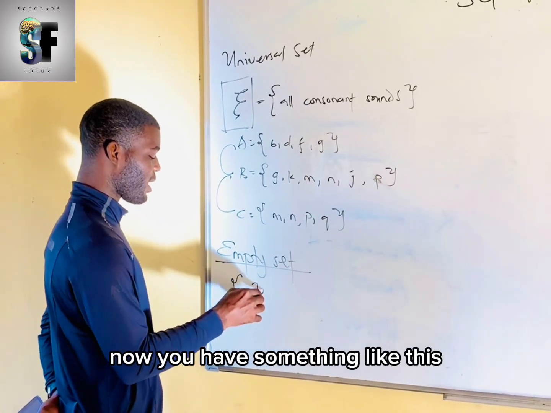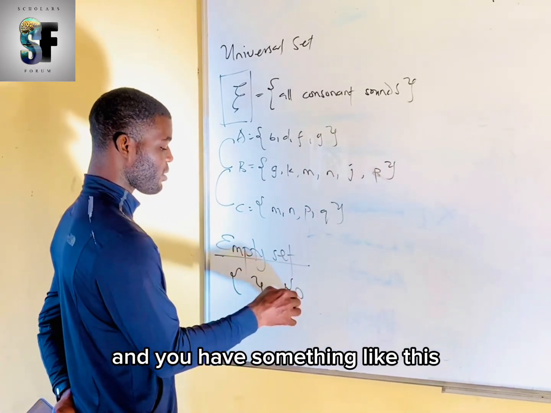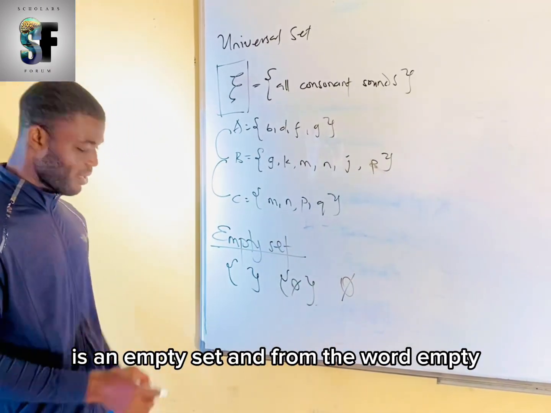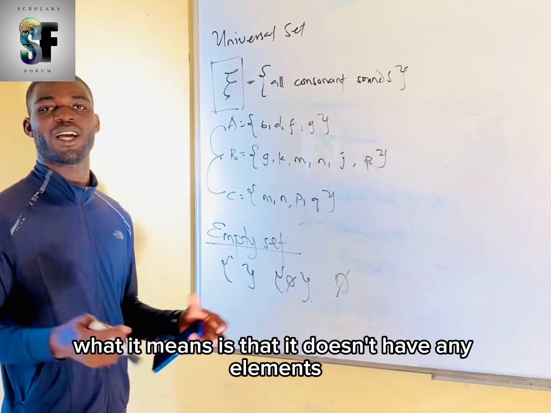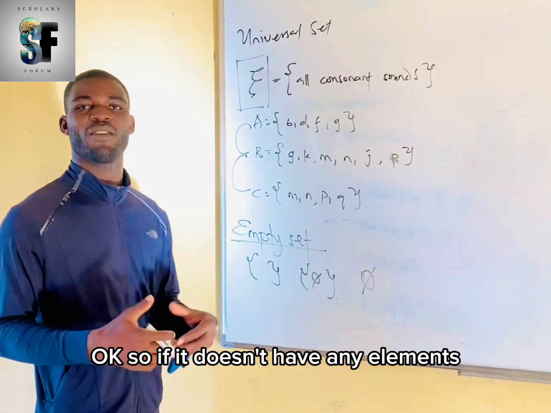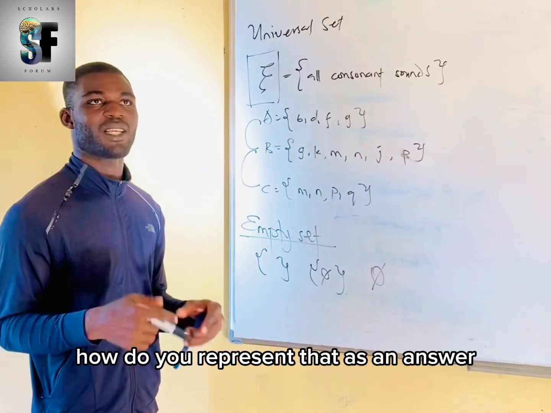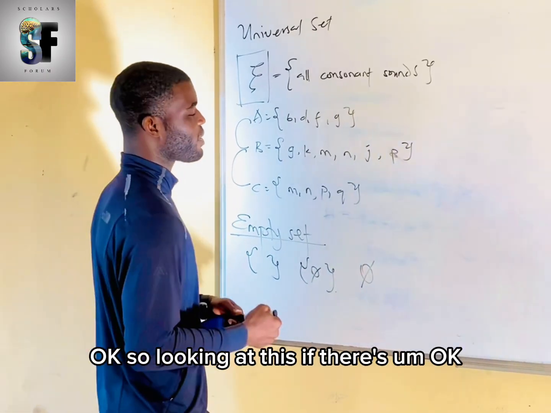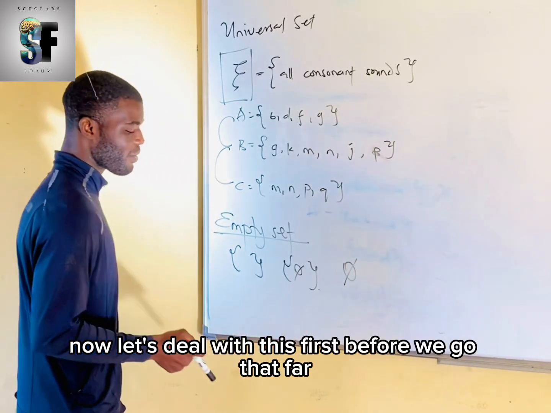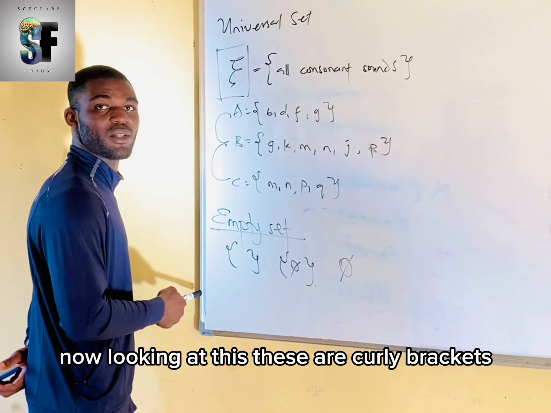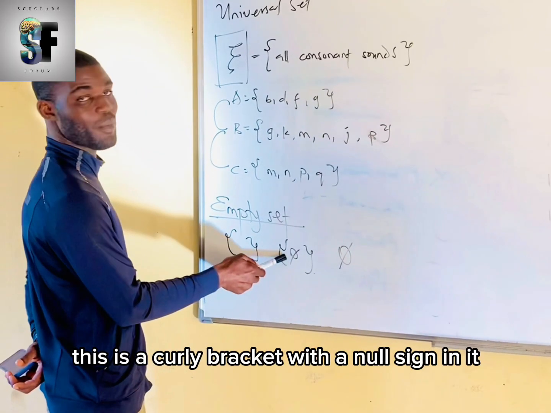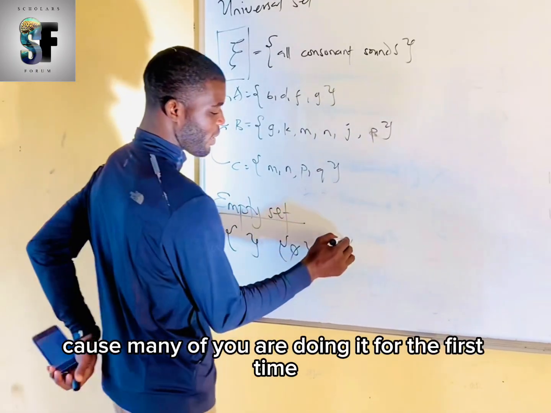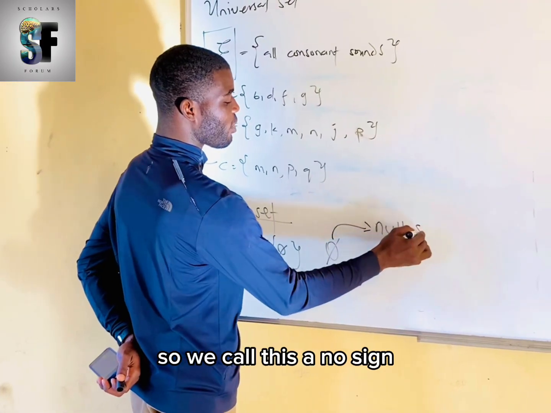You have something like this, and something like this, and something like this. Which of the following is an empty set? From the word empty, it means it doesn't have any elements. So if it doesn't have any elements, how do you represent that as an answer? Let's deal with this first. Looking at this, these are curly brackets only with no elements in them. This is a curly bracket with a null sign in it. We'll call this a null sign because many were seeing it for the first time.